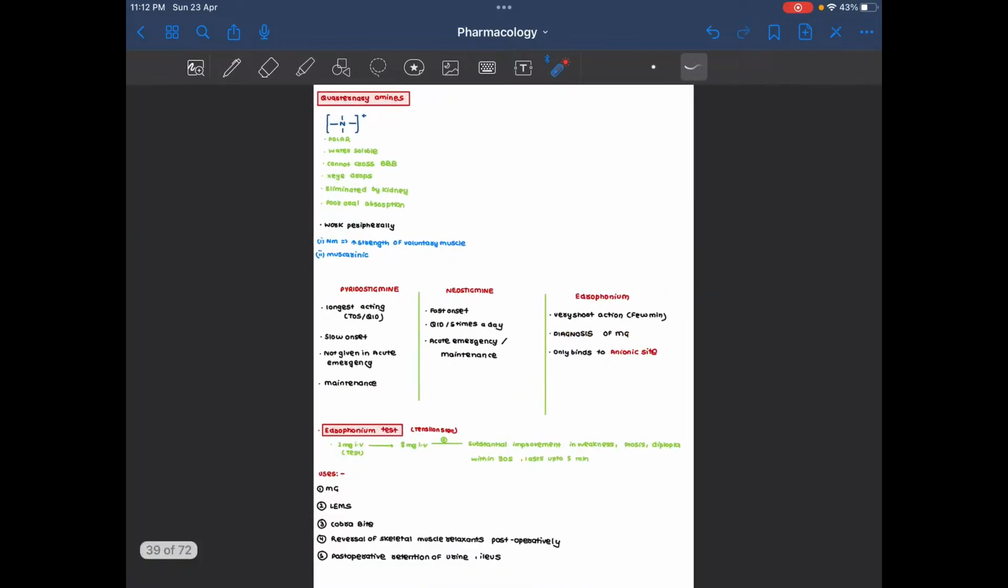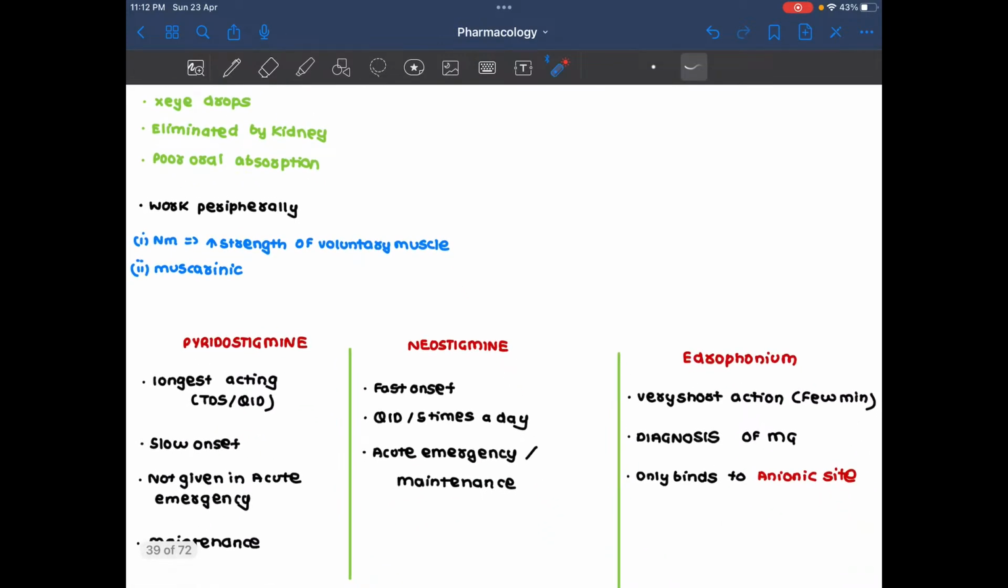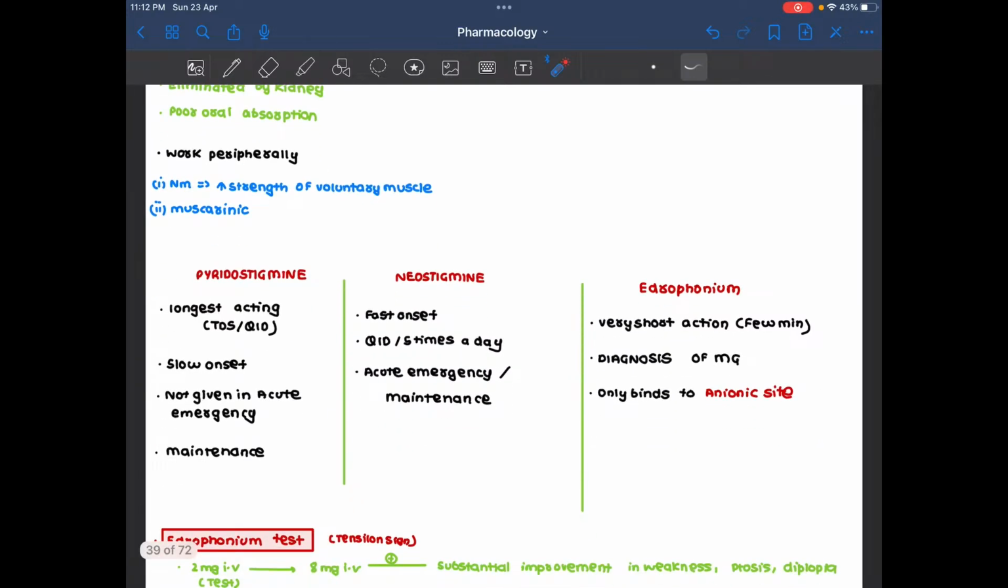ठीक है, right. Now we're going to move on to your quaternary amines. Quaternary amines की हमने properties already पढ़ ली हैं, and they're going to mainly work peripherally. They're not going to cross the blood-brain barrier. ठीक है, and what are they going to do? अगर वो NM receptors पे work करेंगे, they're going to increase the strength of the voluntary muscle, and they can have some muscarinic effects as well. तो यहाँ पे हमारे पास तीन हैं. Let's compare them. We have pyridostigmine, neostigmine, and edrophonium. The longest working is your pyridostigmine, and the shortest working is your edrophonium. ठीक है, and why are we using these drugs?